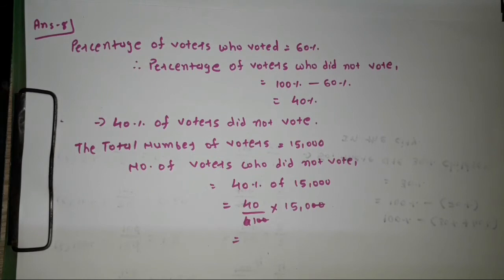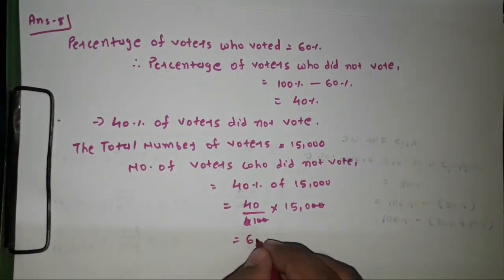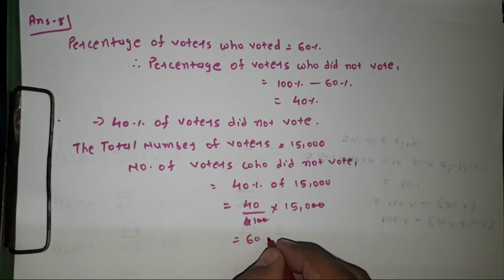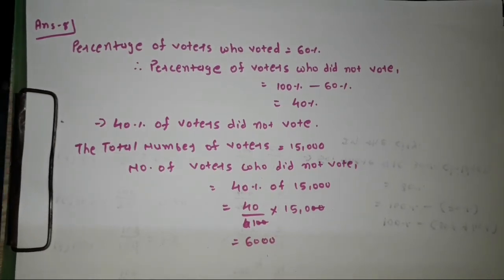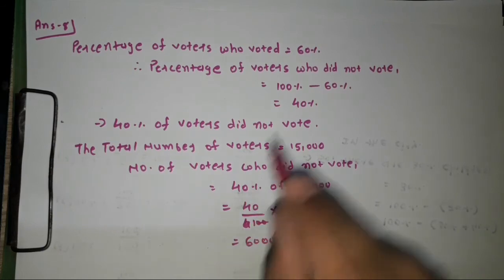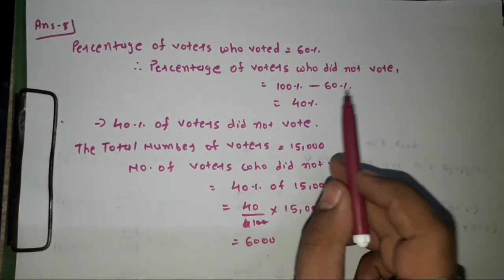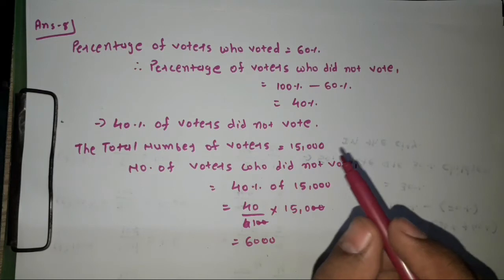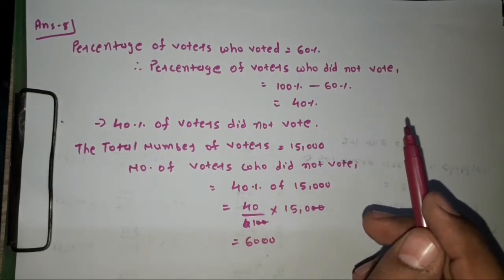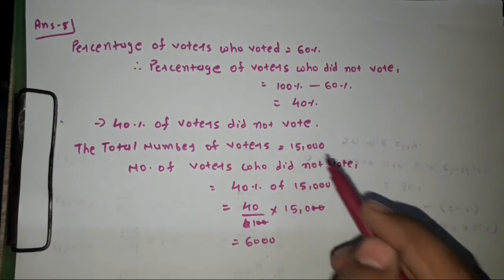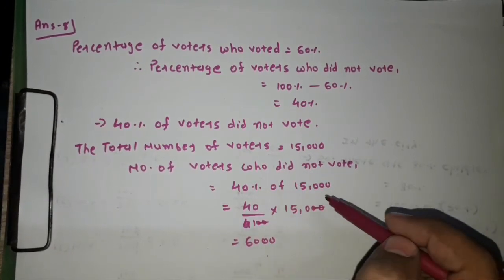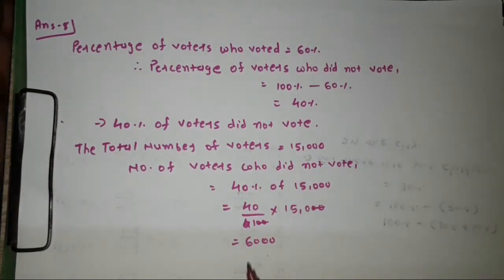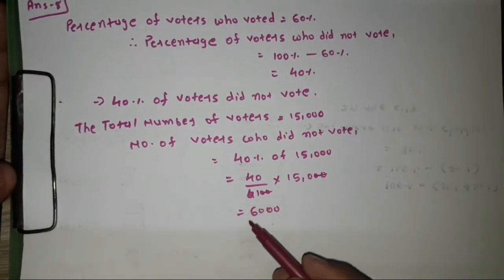We all know 15 fours are 60. And these two zeros are there, so I will put these two zeros. That means 6,000 voters did not vote. So again I am repeating this thing. Total number of voters were 15,000. From that, 40% didn't vote. If I ask you what is 40% of 15,000, we have to do the same thing. 40% of 15,000 voters did not vote. So here I will find, and my answer will be 6,000.